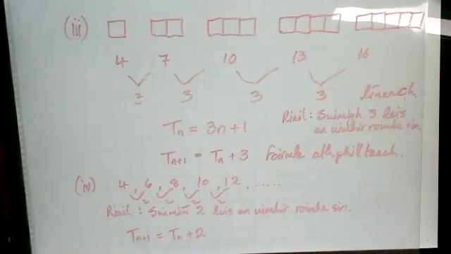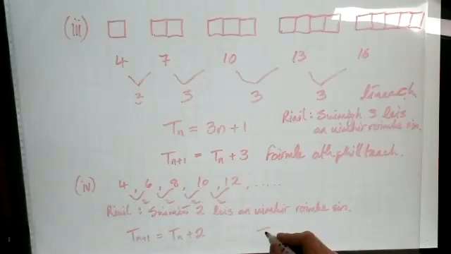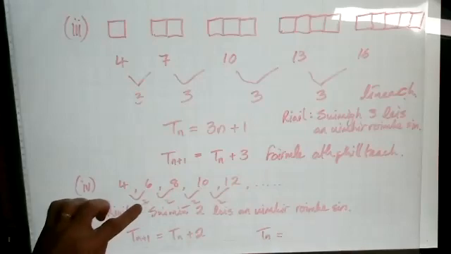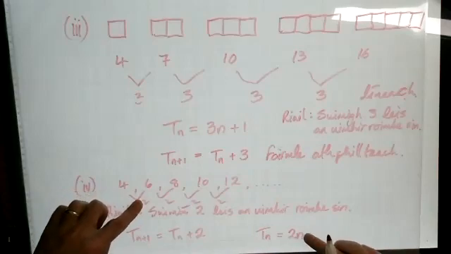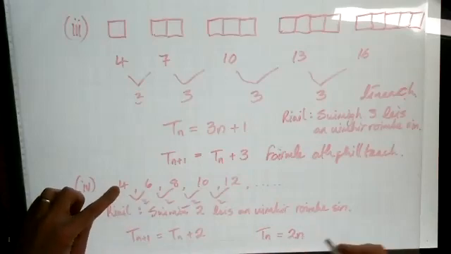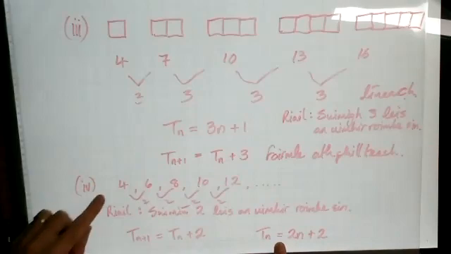The formula for the sequence is Tn equals the common difference times n, so 2n, plus a constant, so it's plus 2. Even though for the recursion we only require the recursion formula, it is good practice to also find the formula for your sequence.